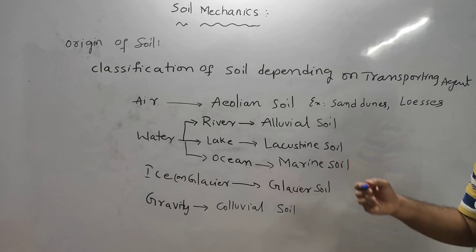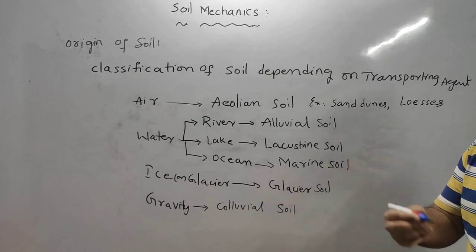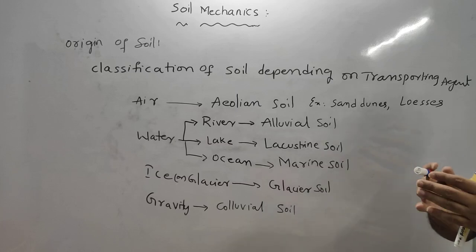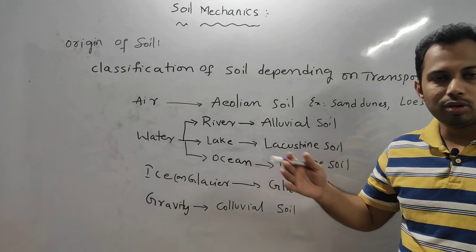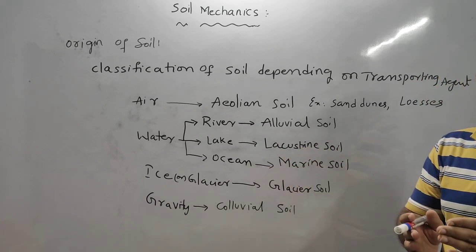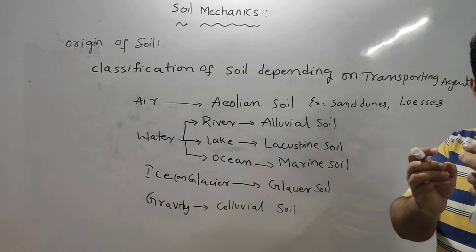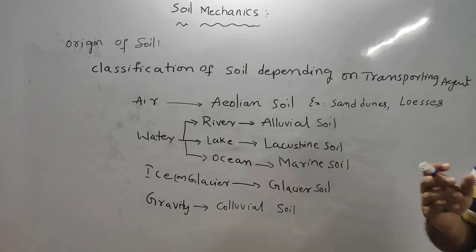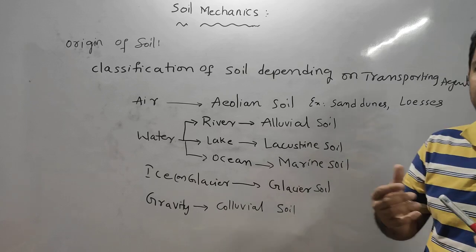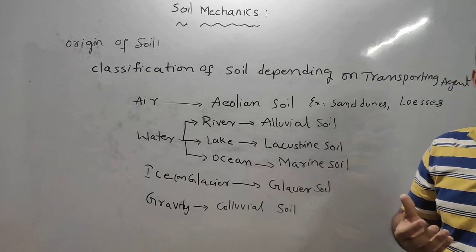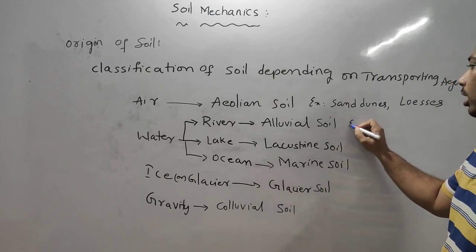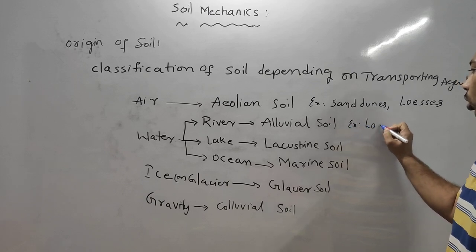Alluvial soil is the soil you find on the shore of a river, or whenever there is a flood. Flood inundates a lot of land. Once the flood recedes, you will find some kind of black or brown soil. That is nothing but a loamy soil, which is highly fertile, having a lot of nutrients, and very suitable for cropping. So an alluvial soil example is loam.